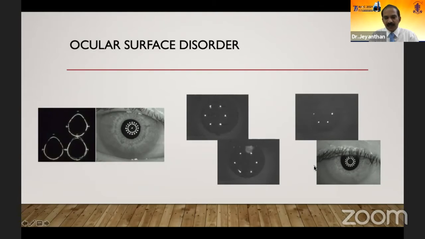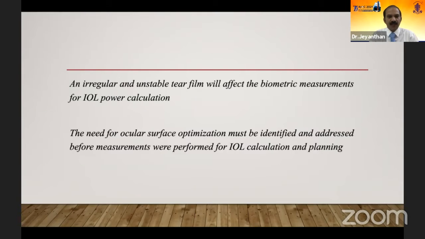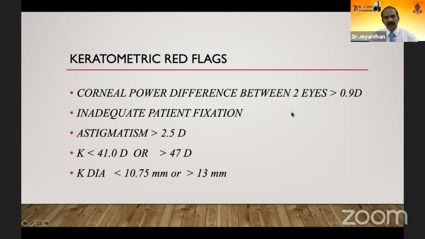The last one is because of dry eye: the patient has photophobia and is trying to squeeze the eyes. As you can see, the lid is covering half of the mires, so the image is only partially taken and these values are not going to be clear. An irregular and unstable tear film will affect the biometric measurement for IOL calculation. The need for ocular surface optimization must be identified and addressed before the measurements are performed for IOL calculation and planning. These are the red flags during keratometry.